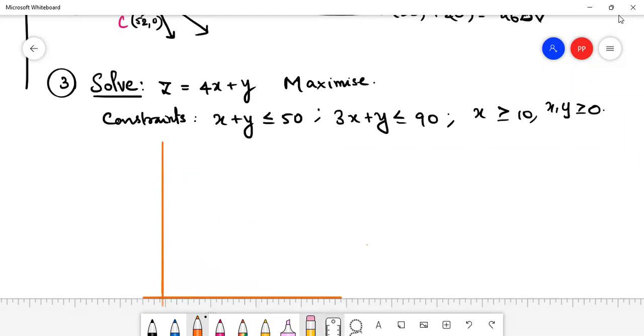x, y greater than 0. So first, x plus 5, we can take 10, 20, 30, 40, 50.